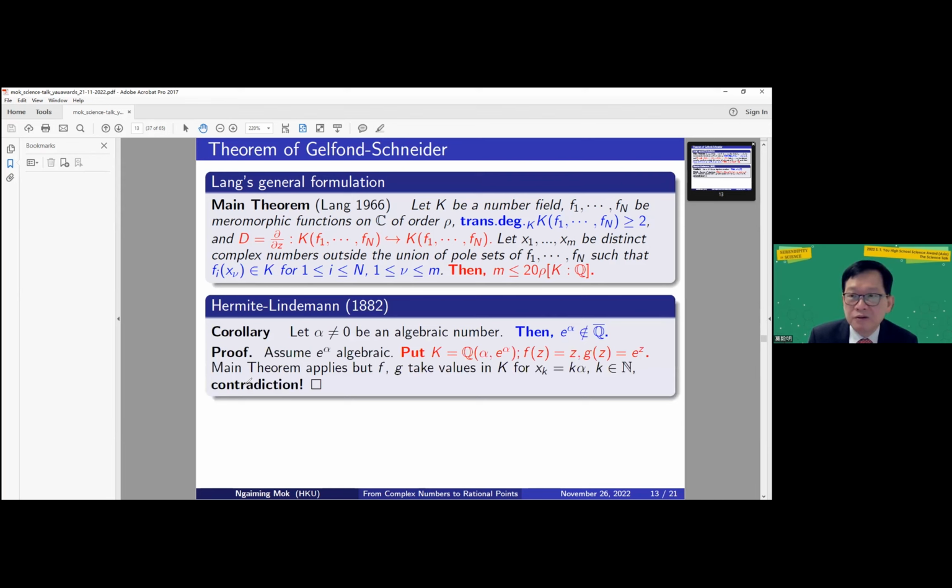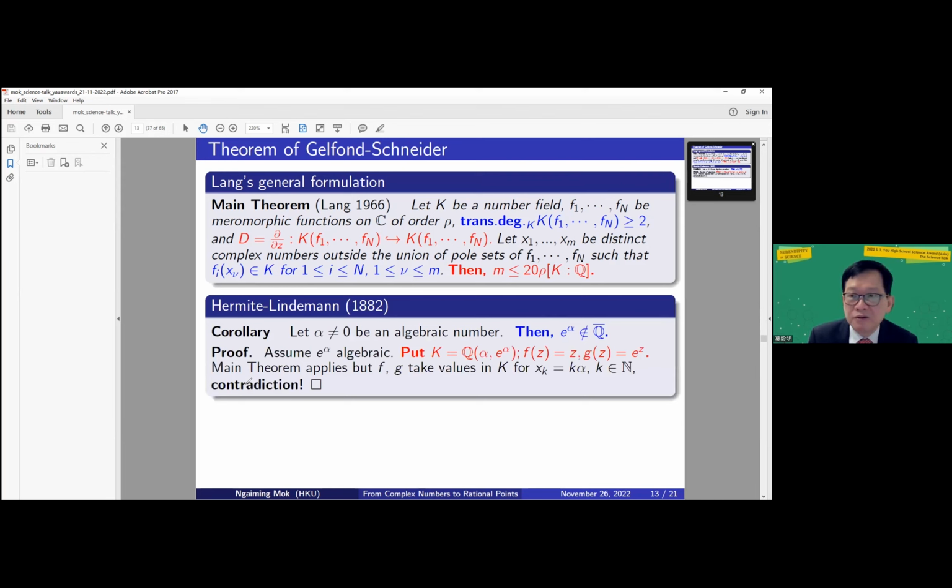Okay, so the statement is the following: if you take alpha to be a non-algebraic number, or you take alpha to be an algebraic number which is non-zero, then the statement is that e to the power alpha is not algebraic. The proof goes as follows. Suppose that e to the power alpha is algebraic. Then you take the number field generated by alpha and e to the power alpha. So this is a number field.